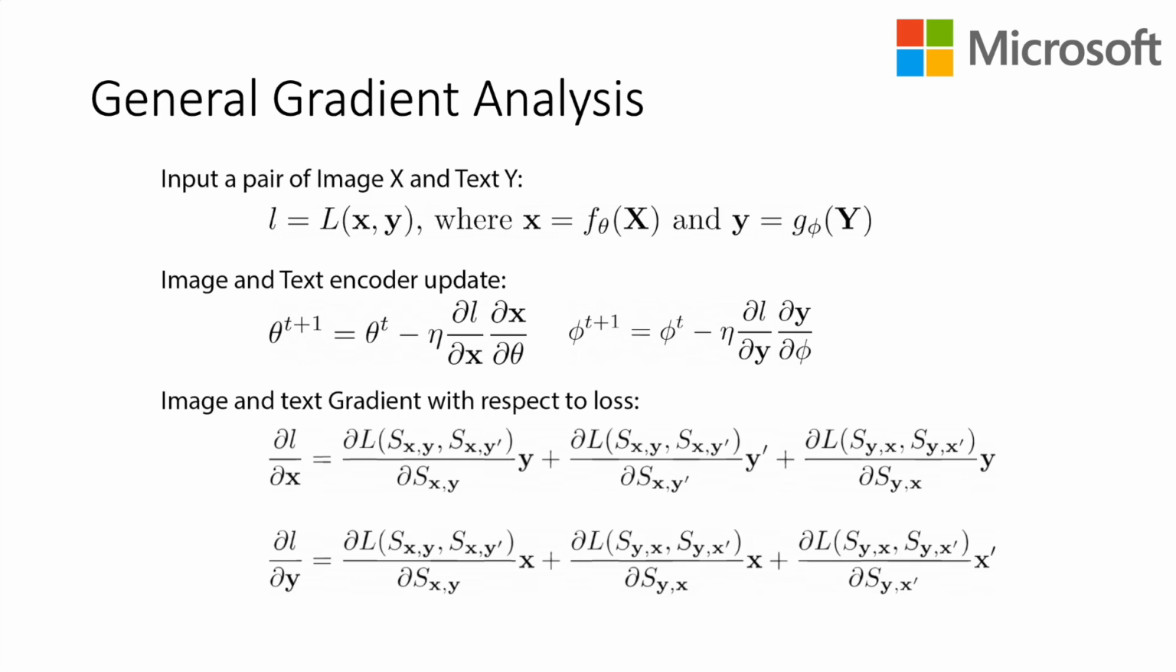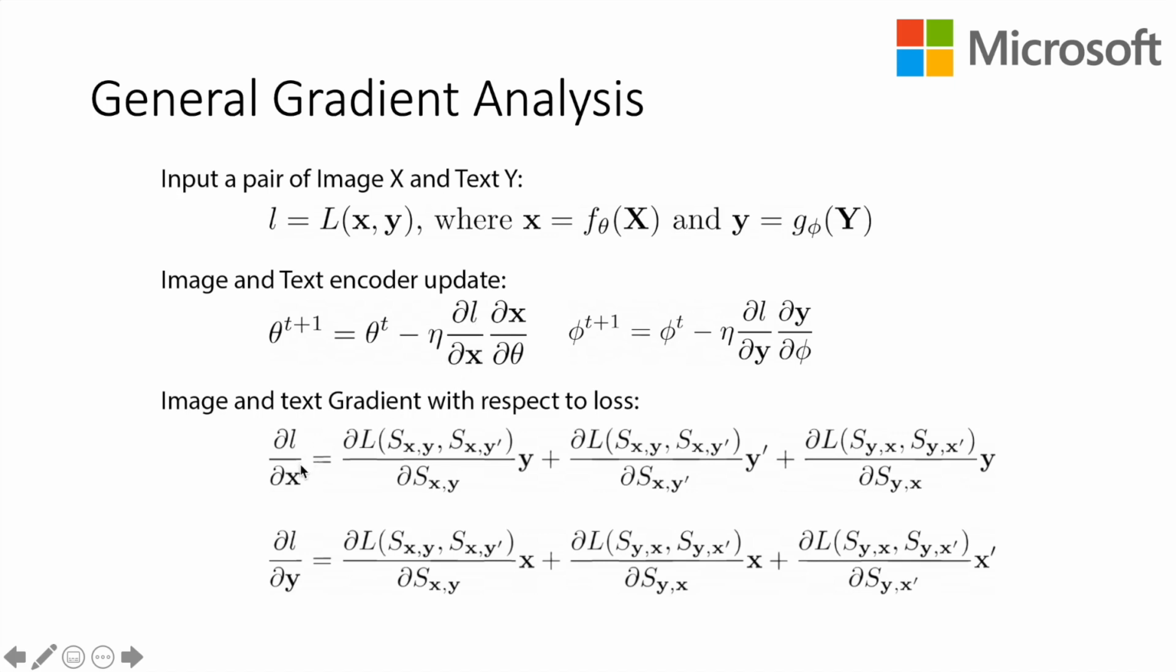In common, we input a pair of image and text into the image and text encoder to get the loss, and then these two encoders are updated with the gradient. Here we can see the gradient contains two terms. The first term is the gradient from the loss to the feature. The second term is the gradient from the feature to the model parameters. We will mostly talk about the first term.